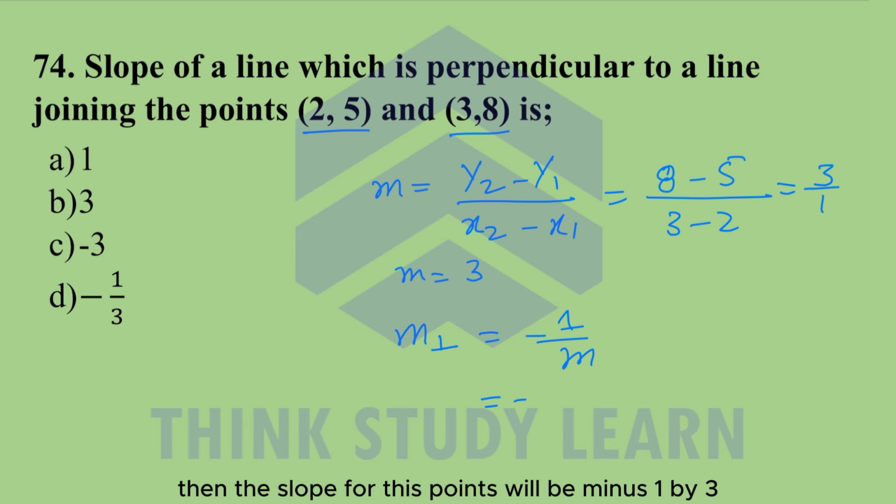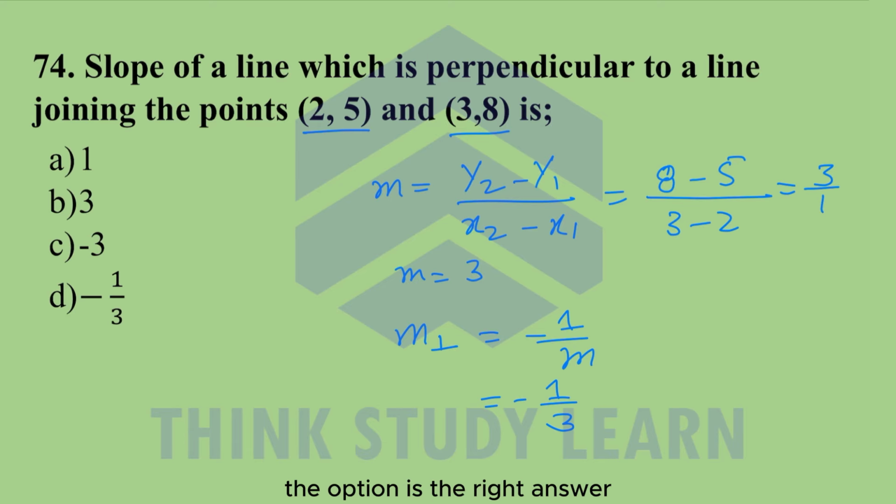Then the slope for this points will be minus 1 by 3. D option is the right answer.